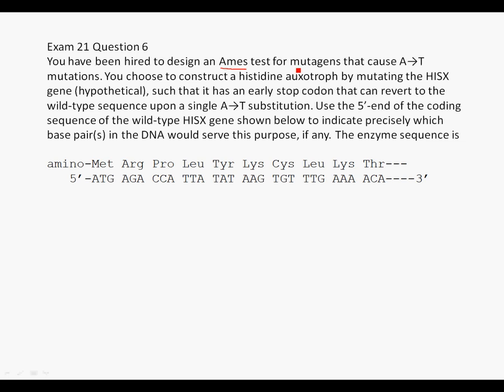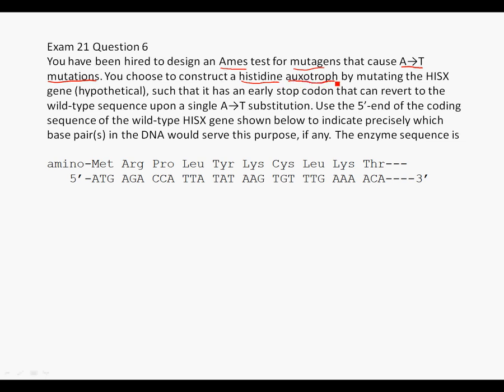So you've been hired to design an Ames test for mutagens that cause A to T substitutions, A to T mutations. So an A to T mutation specifically, because we can design these tests that detect specific kinds of substitutions, specific kinds of mutations, insertions, deletions. In this case, we're looking for something that causes an A to T mutation. You choose to construct a histidine auxotroph.